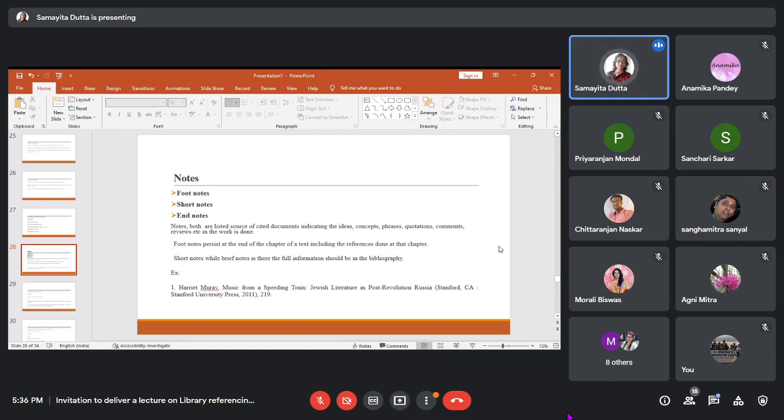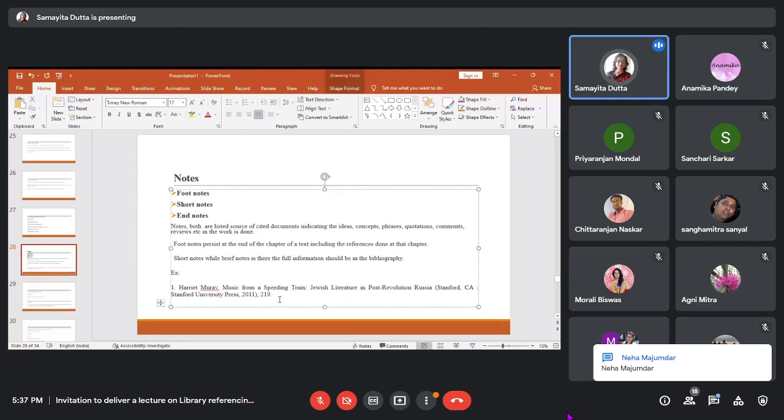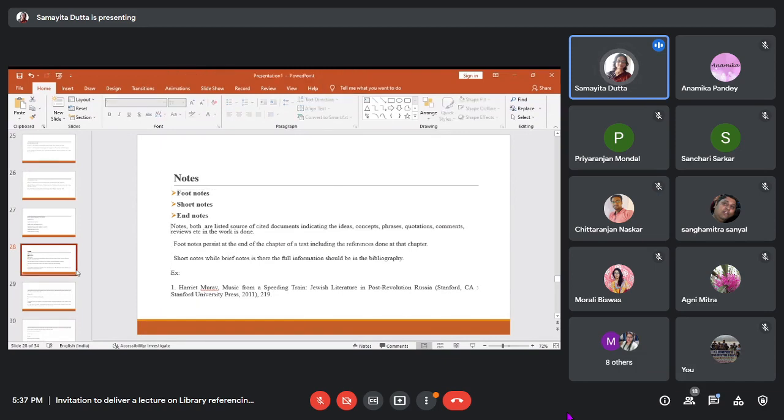And notes, what are notes? Notes are where we provide ideas, concepts, phrases, commentaries, quotations, reviews from any source in our work. When we cite or mention these concepts and phrases, we should provide them in the footnotes, in notes. It is mandatory to append the footnotes there. Footnotes follow the same citation pattern as followed previously, the Chicago citation manual pattern. So you should provide them in this way.